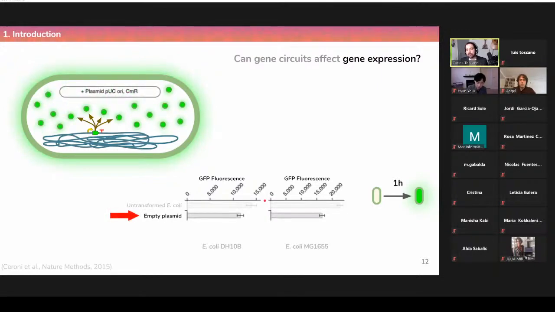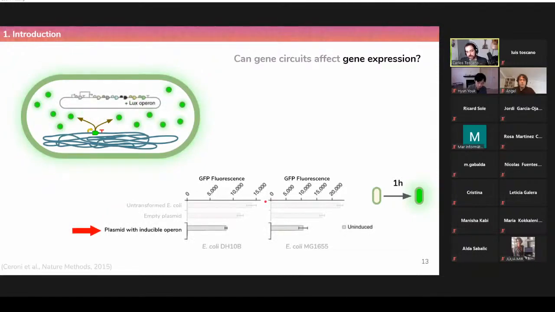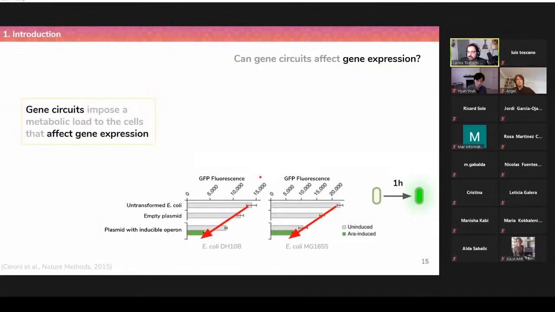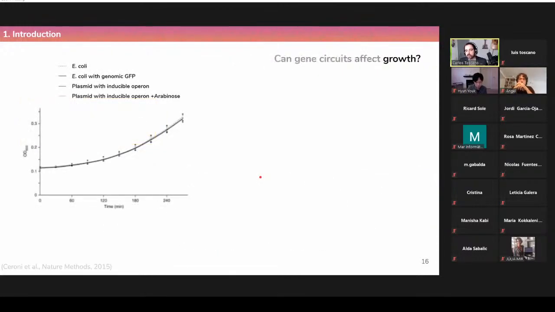Now, if we add an empty plasmid inside the cells, we can see that the fluorescence we observe has decreased a little bit. If we put inside a plasmid with an inducible set of genes, an operon, it decreases even more. And if we induce this operon by adding arabinose, and now we have all these proteins, it keeps decreasing. So we can see that gene circuits can actually impair and negatively affect gene expression. That's a problem. What about growth?